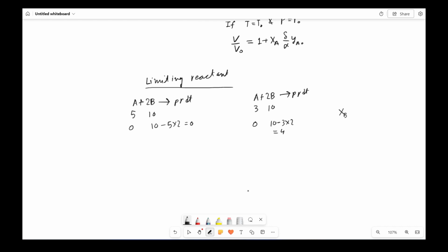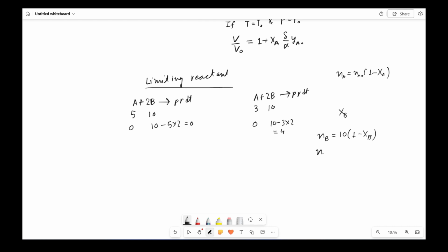We can take an example. Suppose we choose conversion of B as XB. Then NB will be the initial moles times 1 minus XB. Generally, in general, we know that Na will be Na naught times 1 minus Xa. Similarly, we write Nb as 10 into 1 minus Xb.